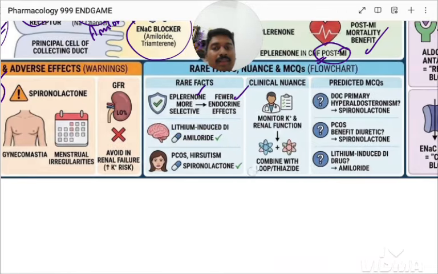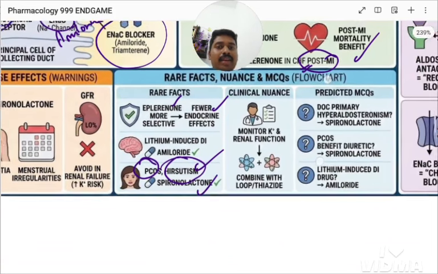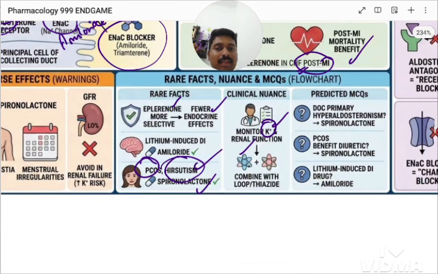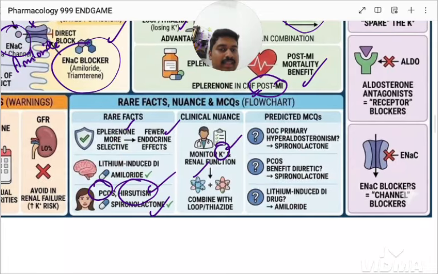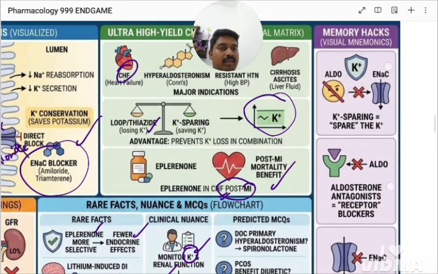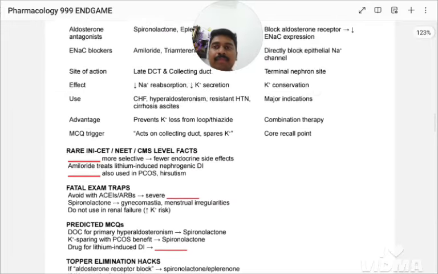One more use of spironolactone is that it is used in PCOS and hirsutism also. Next, you have to monitor potassium and renal function when you give this. I think all the rest I have covered. We'll go to the questions.